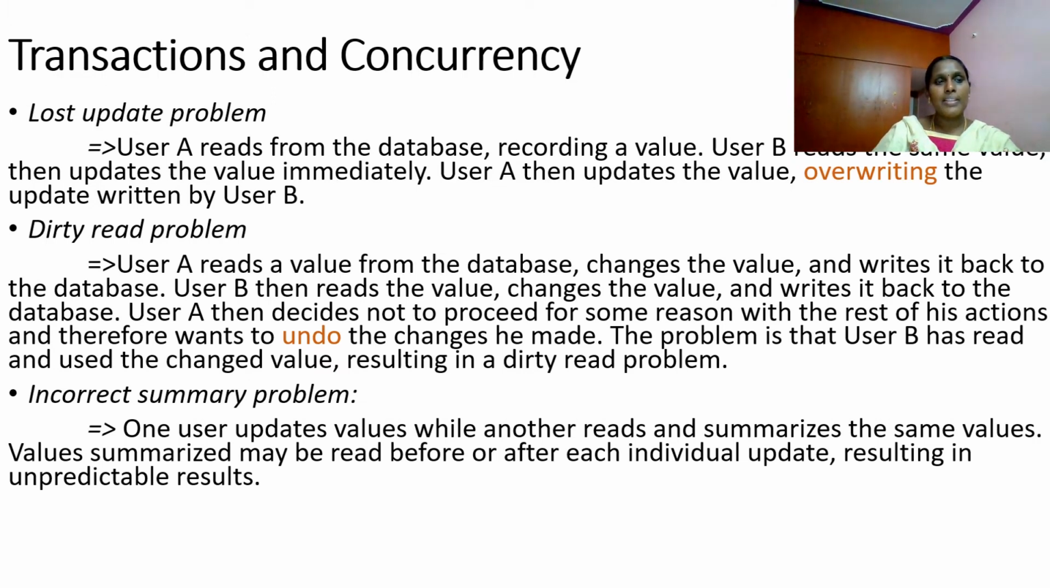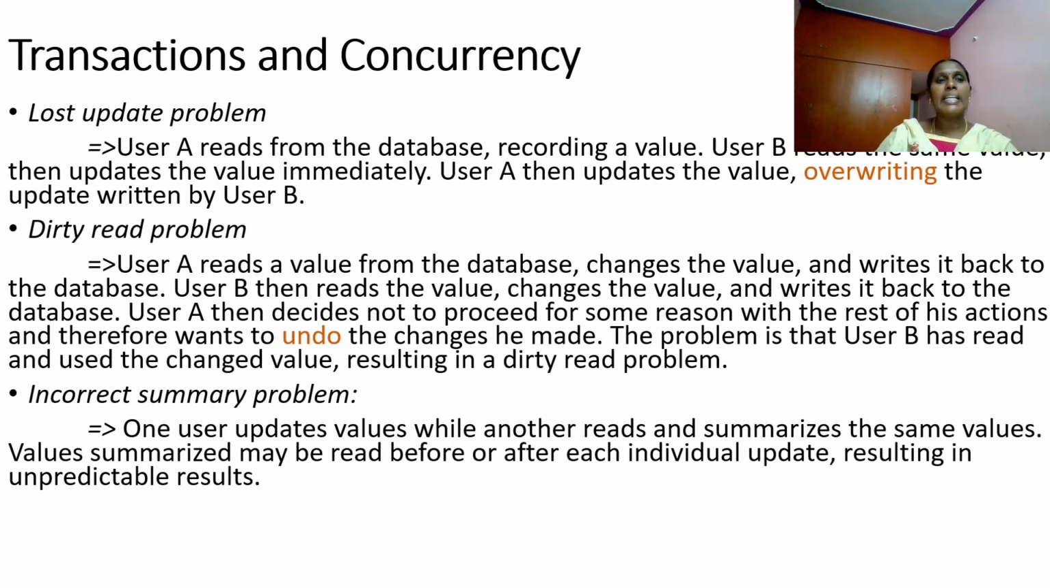Transactions and concurrency. The first problem is known as the lost update problem. Here, user A reads a recorded value from the database. User B reads the same value, then updates the value immediately. User A then updates the value. What will happen? It will overwrite what was written by user B. This is called the lost update problem.